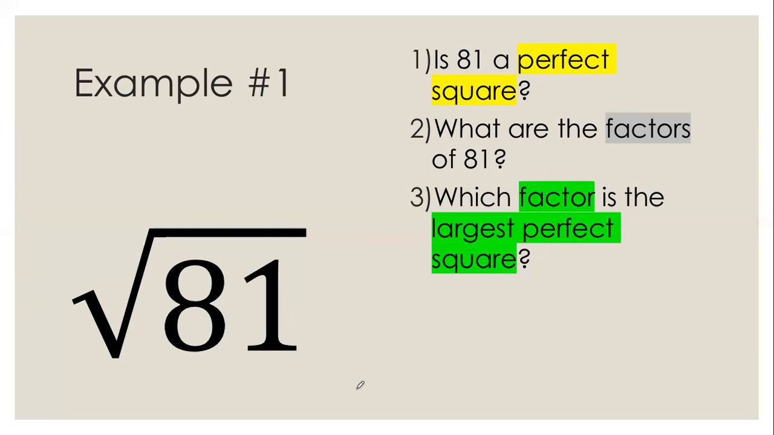I know it. Oh, it's a perfect square. So step 1, it says, is 81 a perfect square? Yes, it is a perfect square. What is the square root of 81? 9. That's my answer.